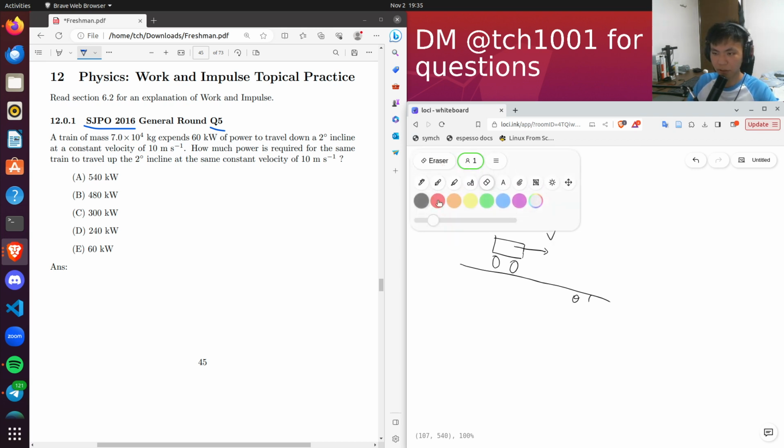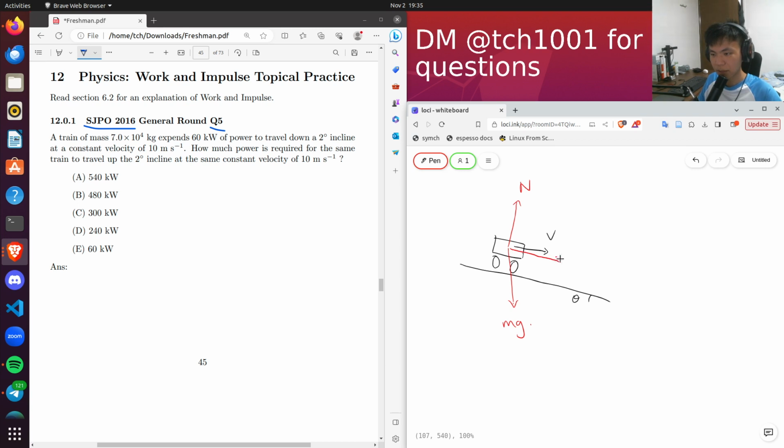So I'm going to draw the forces in red. First of all, there's always gravity, there's always the mg, and there's also the normal contact force, N, between the train and the ground. Okay, let's list down all the forces first. Then next, there's also going to be the force exerted by the wheels on the train. So I'm going to write this as F wheel, exerted by the wheels on the train.